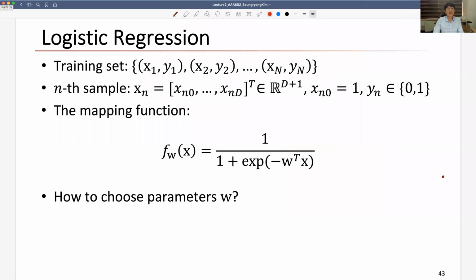Okay, so let's summarize the logistic regression. We have a training data set x1 and y1, x2 and y2, and so on, up to xn and yn. The nth sample is considered as consisting of the vector xn in the T plus 1 dimensional space, and yn is the categorical variable, right? And here we can introduce a new mapping function with a nonlinear term.